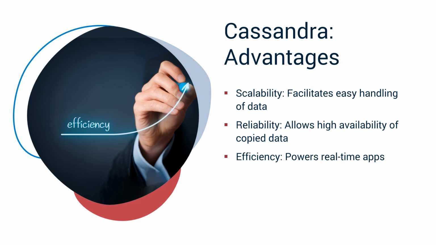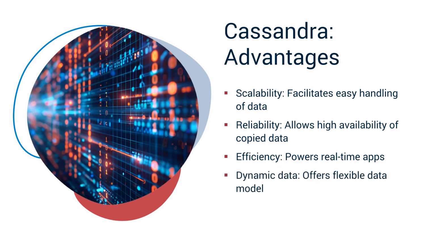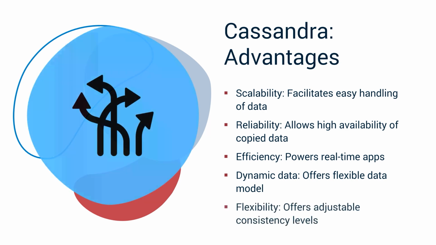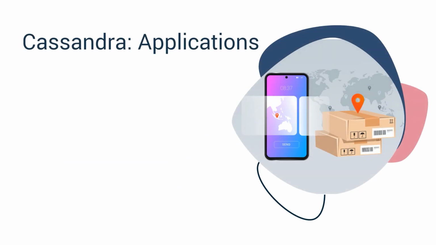Cassandra also offers high efficiency, as both reading and writing are speedy, which makes it a good choice for real-time apps. Cassandra also offers a flexible data model built on column families and wide rows. Finally, it has adjustable consistency levels so developers can find the best balance between data integrity and system speed based on the application's needs. Next, let's look at some applications of Cassandra.